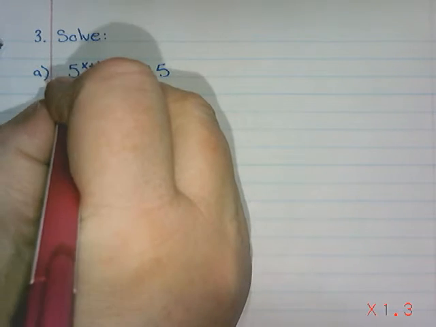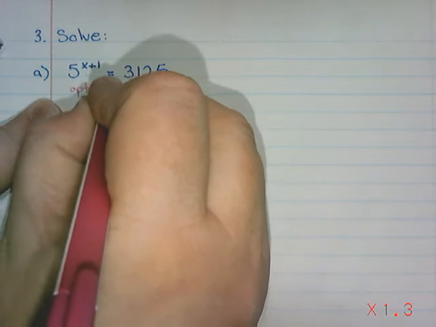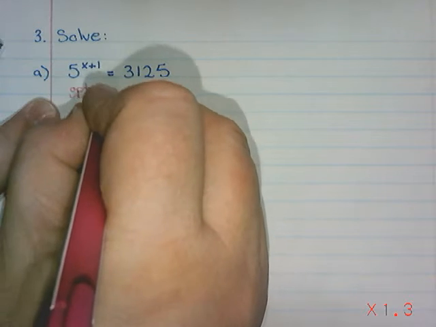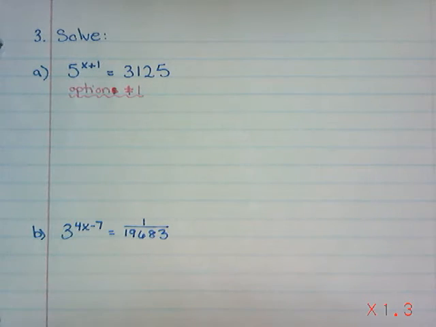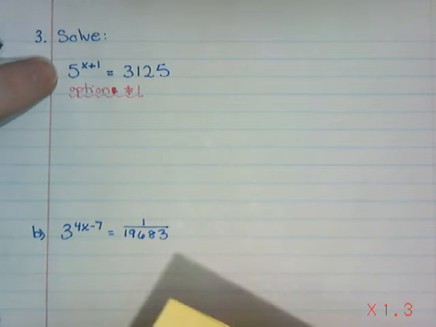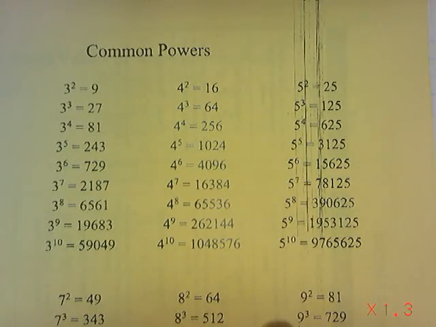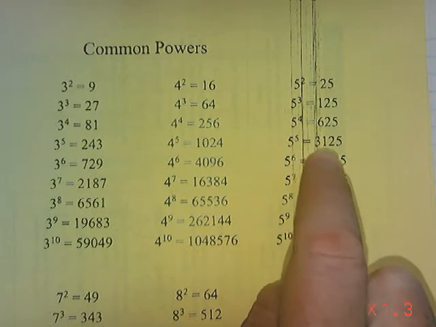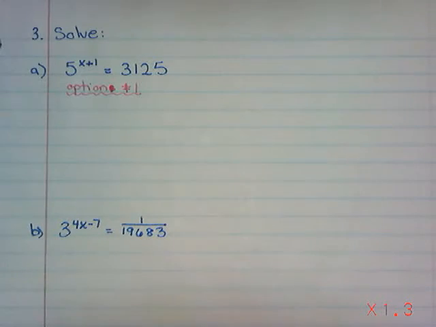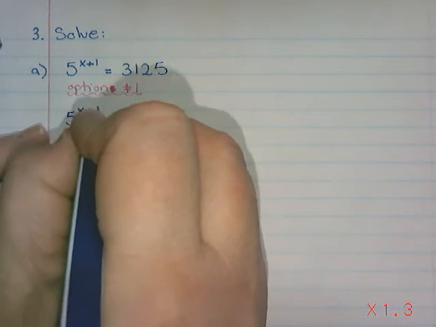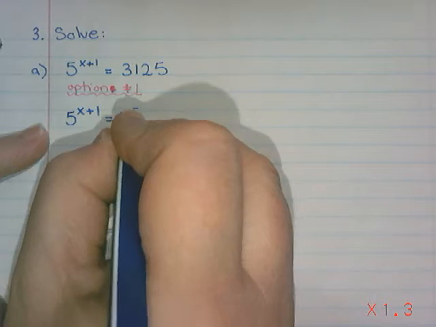Option number 1 is writing them as powers of the same base. Sorry, I wrote options instead of option. So option number 1 is to try to write everything as powers of the same base. The power sheet is really helpful for this. I am going to look at the base of 5 and see, can I express 3,125 as a power of 5? And the answer here is yes, I can. It is 5 to the power of 5. So this is 5 to the power of x plus 1 equals 5 to the power of 5.